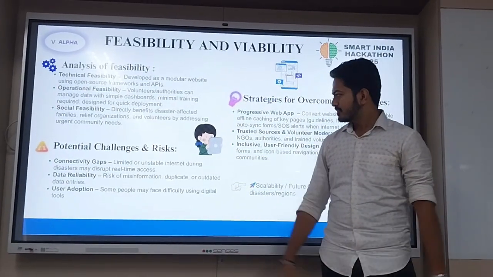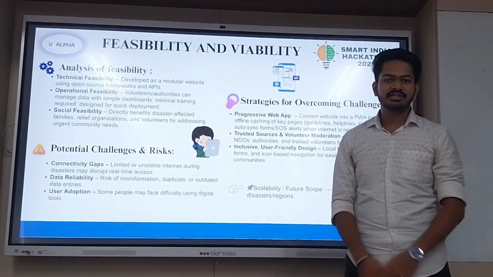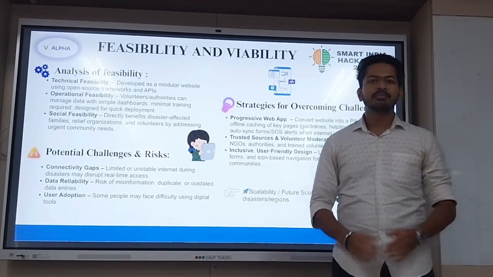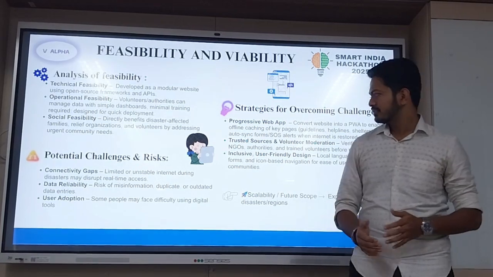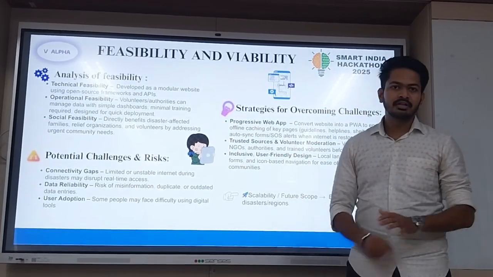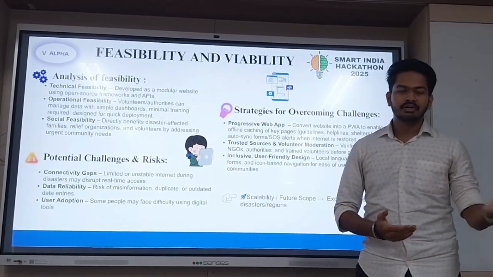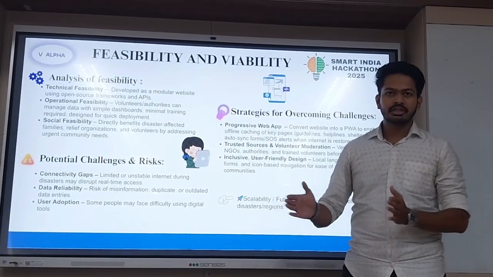However, there are potential risks as well. There's a connection gap: most of the time during a disaster, you don't have an internet connection. Data reliability could be an issue, as our data might have duplicates, misinformation, or wrong or outdated data entries. User adoption could be another: many people are not used to digital platforms and might not know how to use it, like people in the rural and tribal areas, who are not prone to the urban mainstream.